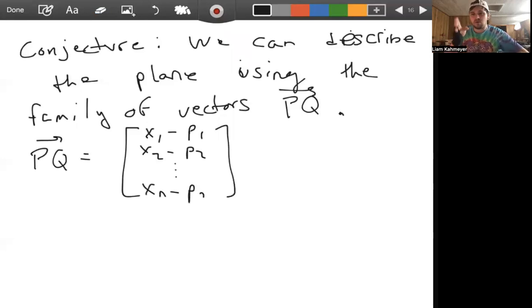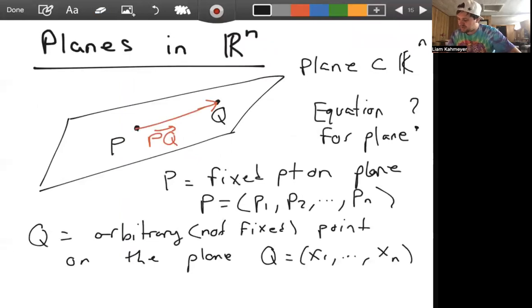And if you let P1 through Pn be fixed numbers, and then let X1 through Xn vary, right? So X1 through Xn, these are points on our plane here. I would hate to call the plane P because we're using the point P here. Let's call the plane smiley face. So this denotes the plane.